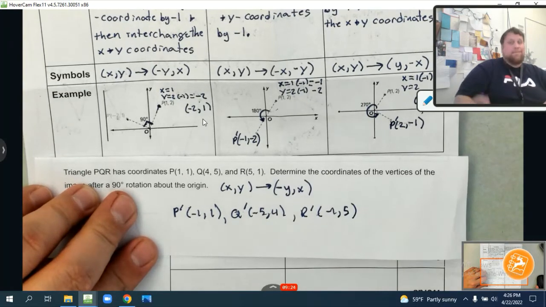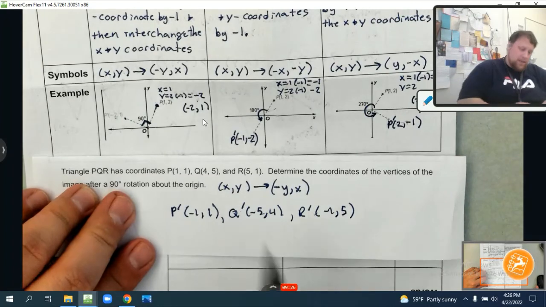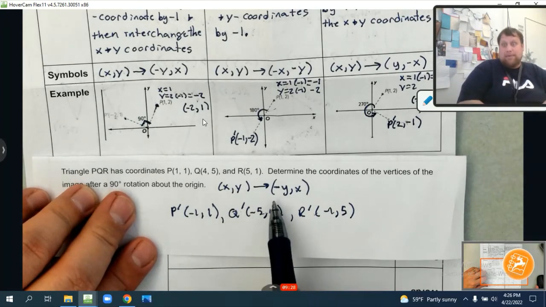Boom. That's it. That's how you do a rotation. You just follow the formula. You understand the assignment, right?